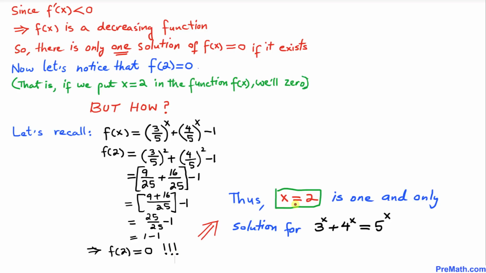So thus we conclude that x equals 2 is the one and only solution for our problem 3 power x plus 4 power x equals 5 power x.